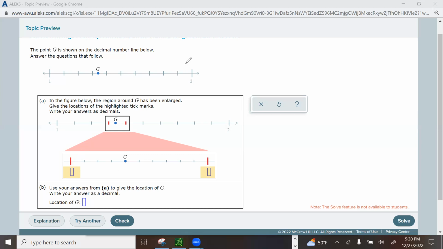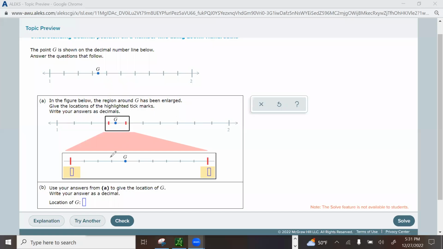Okay, let's do it. So first of all, how many tick marks are there from 1 to 2? Well, it's 1, 2, 3, 4, 5, 6, 7, 8, 9, 10. So we're doing tenths here, like the decimal system.